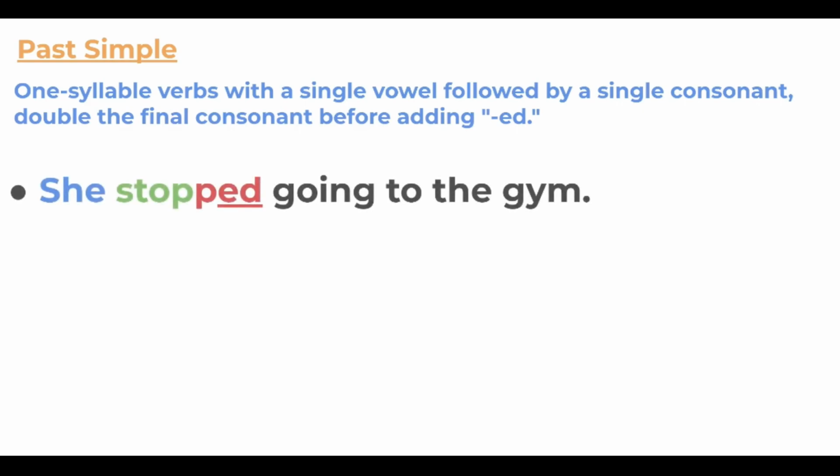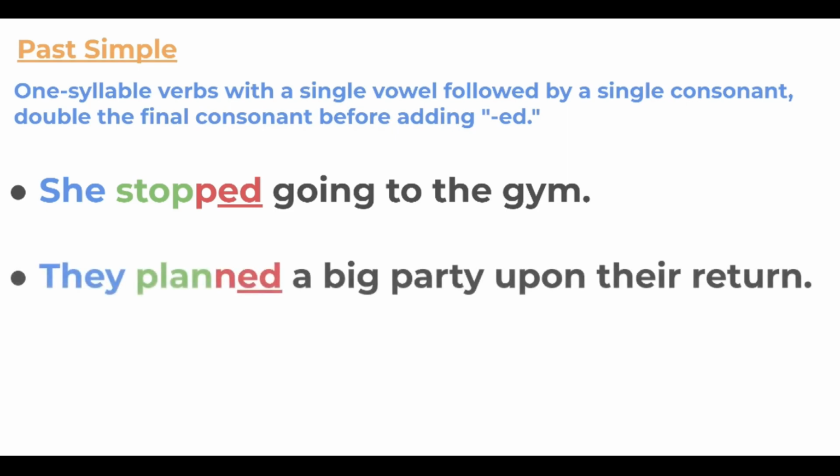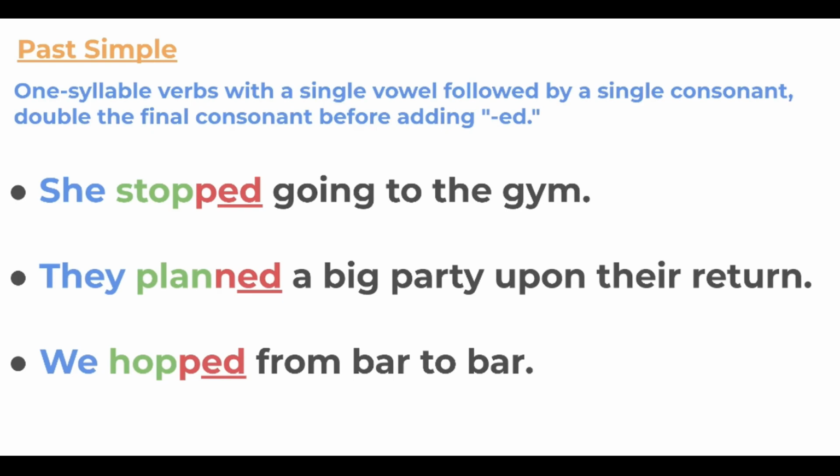Okay, so here we have our vowel O and our consonant P. So we've added another P before we've added our ED. So you can see that. She stopped going to the gym. They planned a big party upon their return. So plan, we put another N in there and then we add our ed. We hopped from bar to bar. Hopped, adding a P and then our ed.